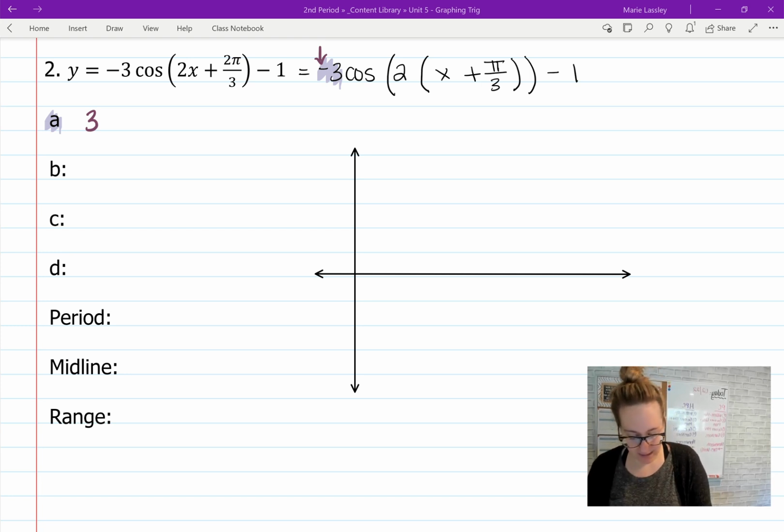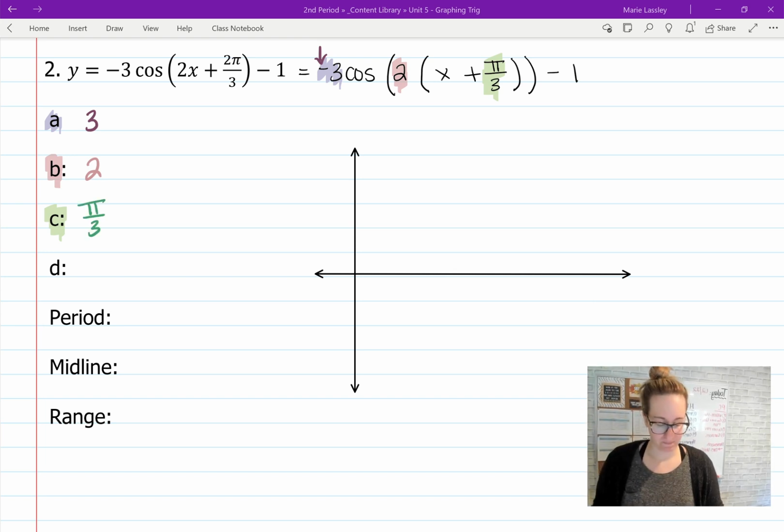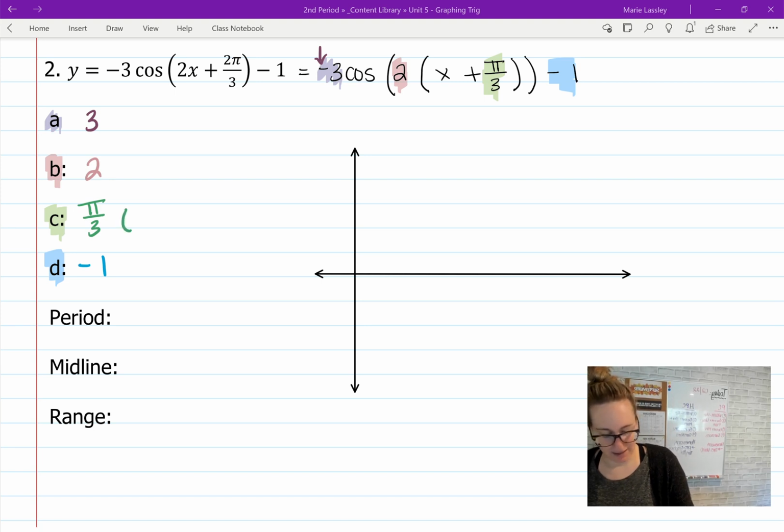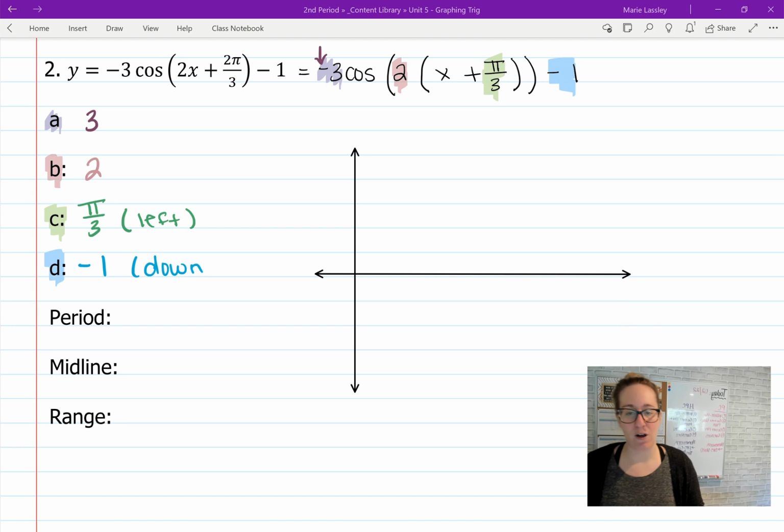Okay, next up is our b value, which we've pulled out. That's our 2. All right, then we have our c value, which is pi over 3. And last but not least is our d value, which is -1. Now, again, just like before with the plus pi over 3, you could say this is left pi over 3. And the -1, right, we're going down 1. If that helps, you could write that.